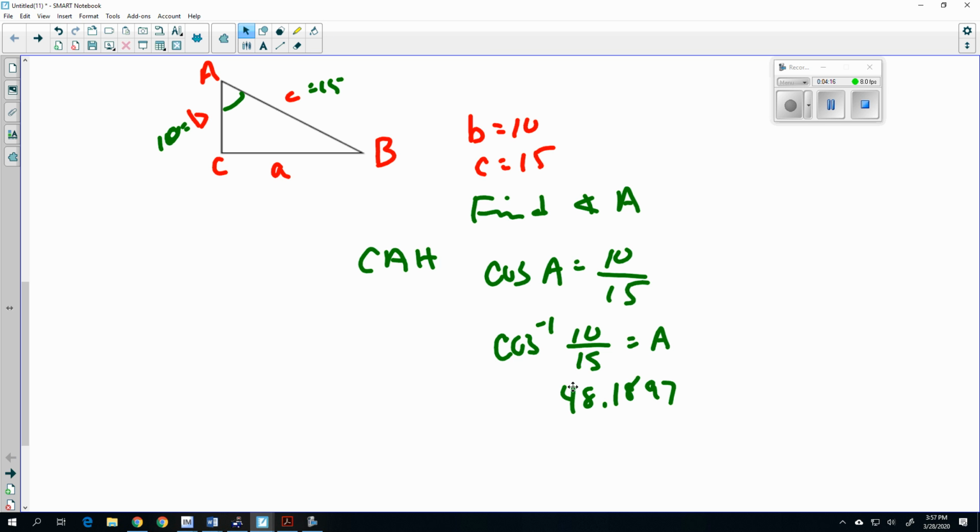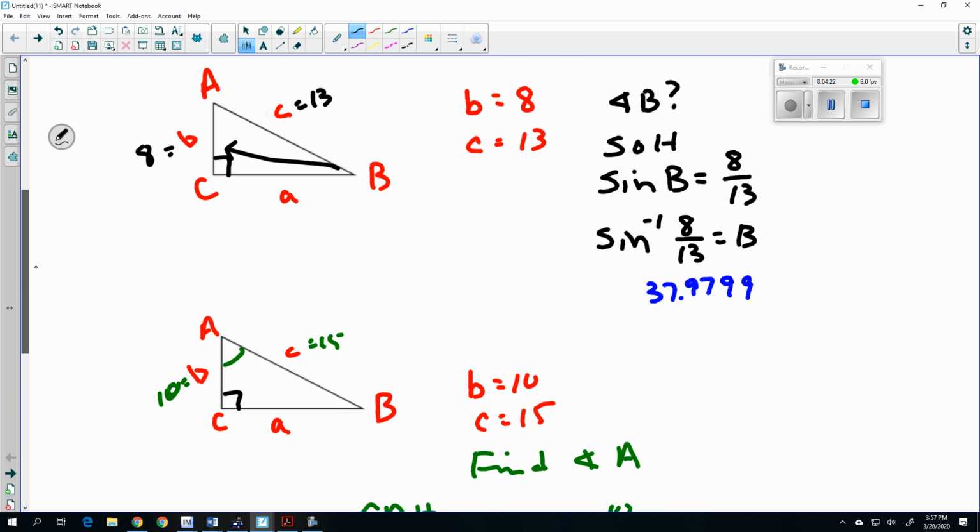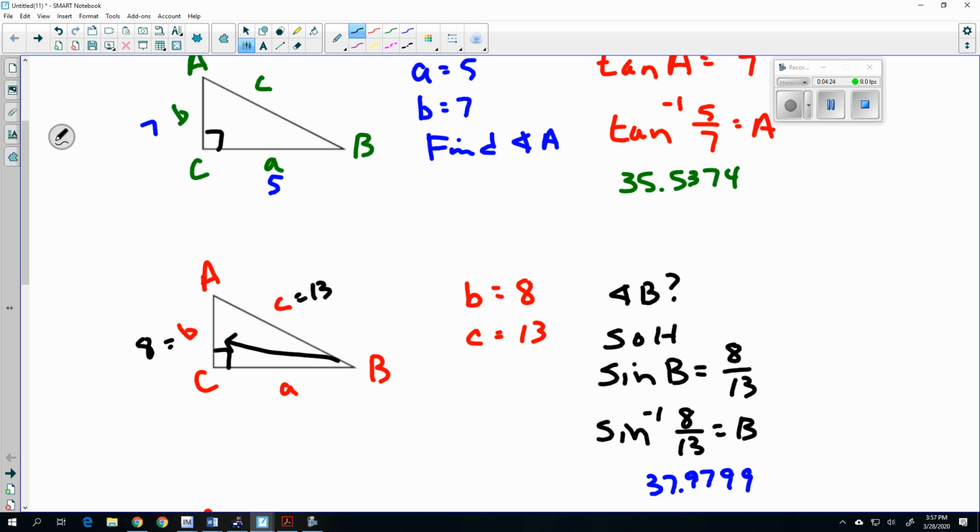A couple things about these right triangles. The largest angle in the right triangle is going to have to be 90. And we talked about that in Discovery 2, where we noticed that all the angles add up to 180. If I have one as 90, I've already taken half of that total sum, so you'll never have an angle in a right triangle bigger than 90.